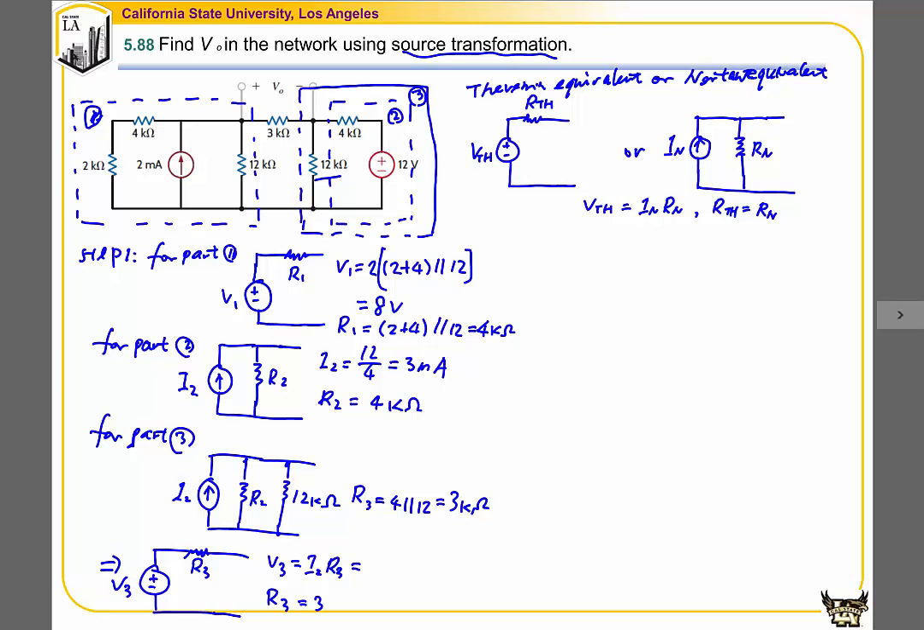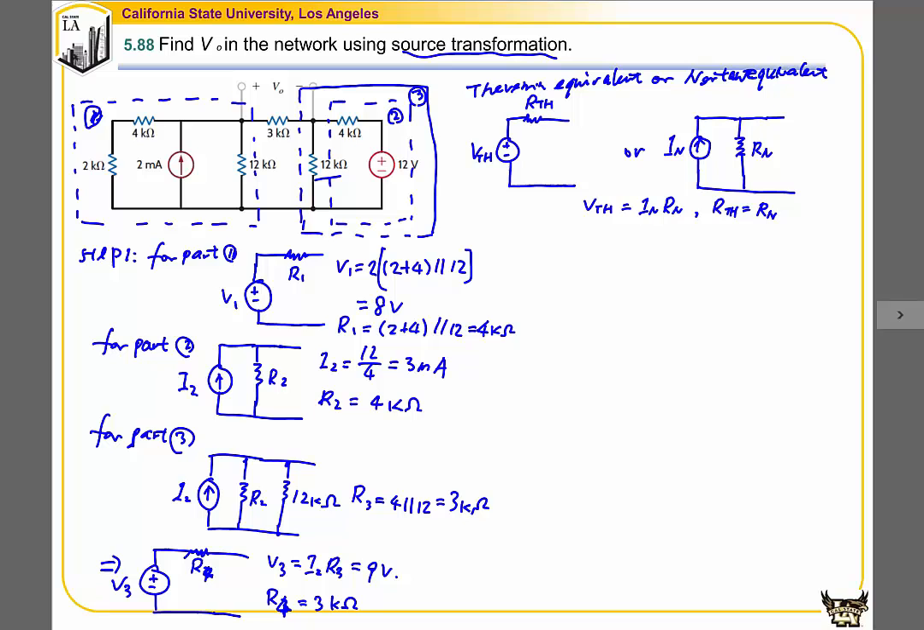Or if you are not comfortable with using the Thevenin name, we can call this R4. So R4 will be equal to R3, that is 3 kilo ohm. And V3 is equal to I2, that is 3 milliamp times 3, that is 9 volts. So after the first step, in the second step, we can put all these components back into the original circuit.